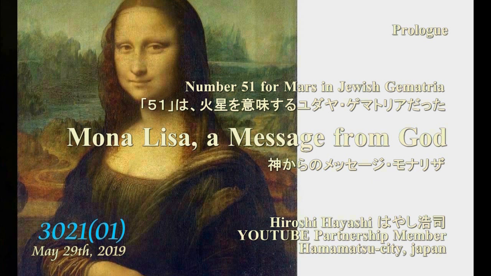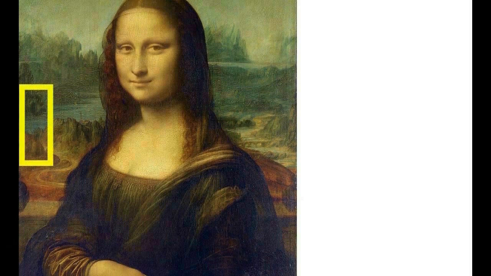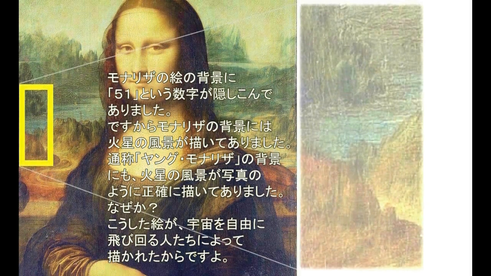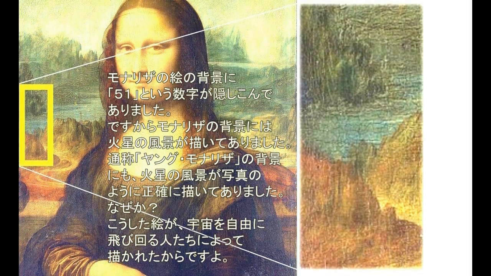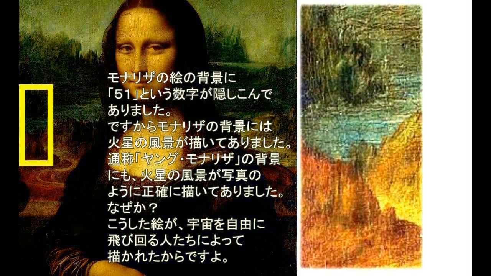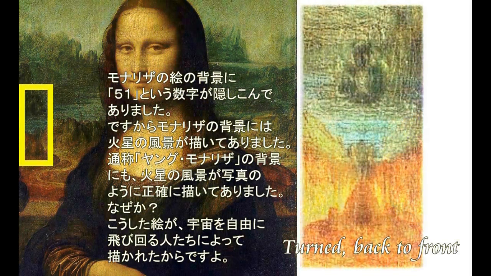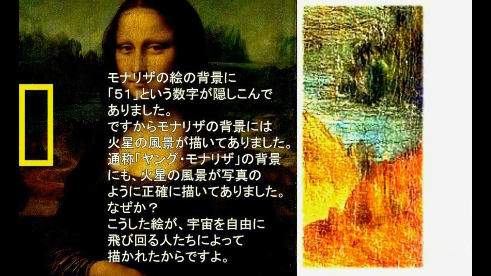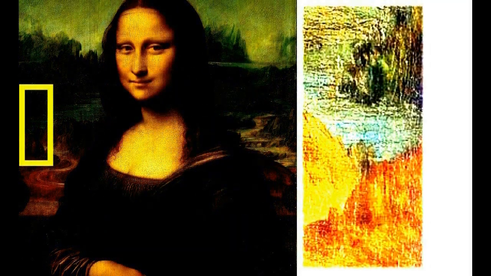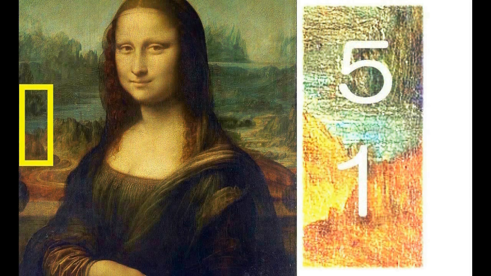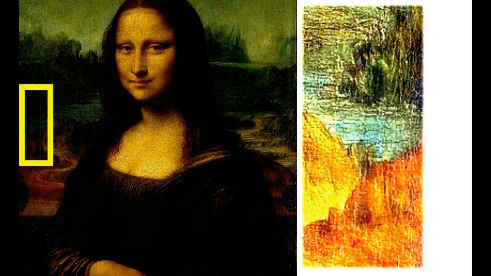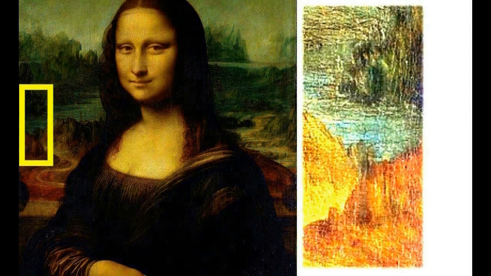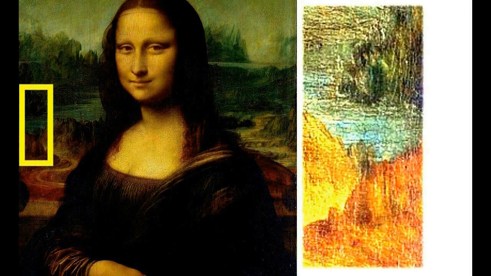We see number 51 in the painting, the so-called Mona Lisa, which is said to be painted by Leonardo da Vinci about 500 years ago. Number 51 stands for the planet Mars in Jewish gematria, and Leonardo painted a panoramic view of Mars in the background of Mona Lisa. Yes, a panoramic view of Mars in the background is there in Mona Lisa.